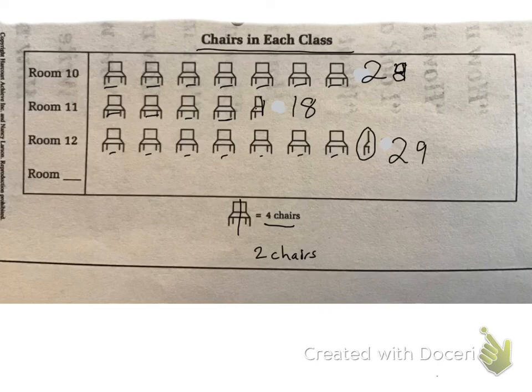Okay, so how many more chairs are there in room 12 than room 10? Well, room 10 has 28, 12 has 29, so there's just 1 more chair. Okay, and then from room 11 to room 10, we have 10 more chairs.